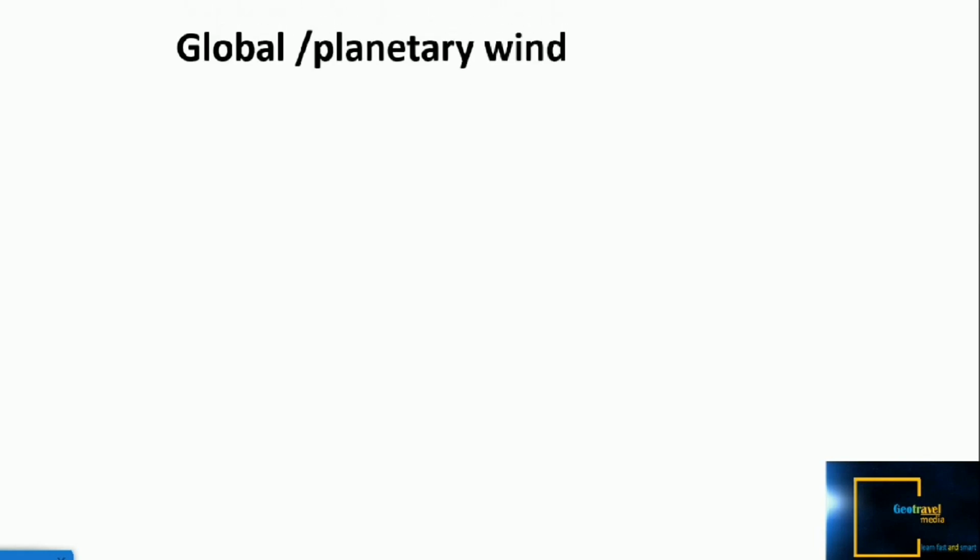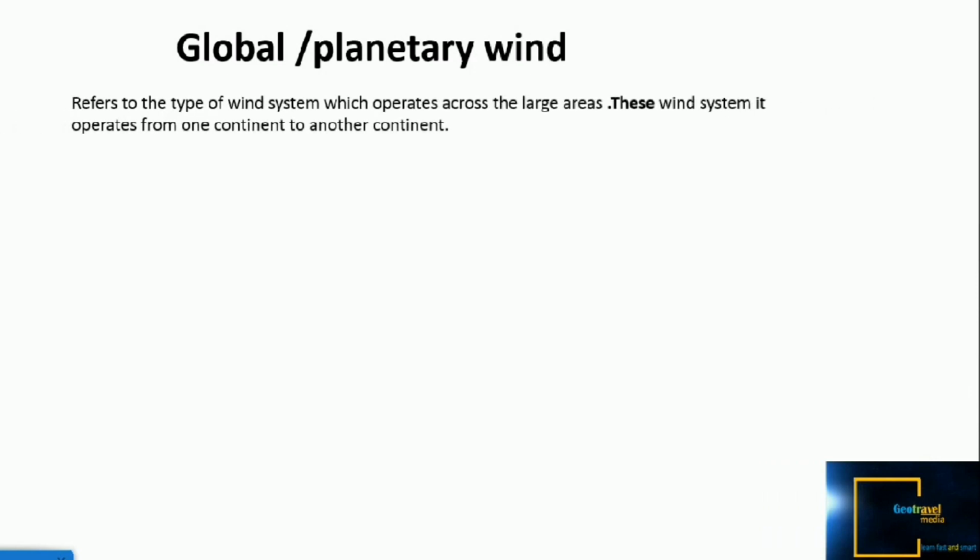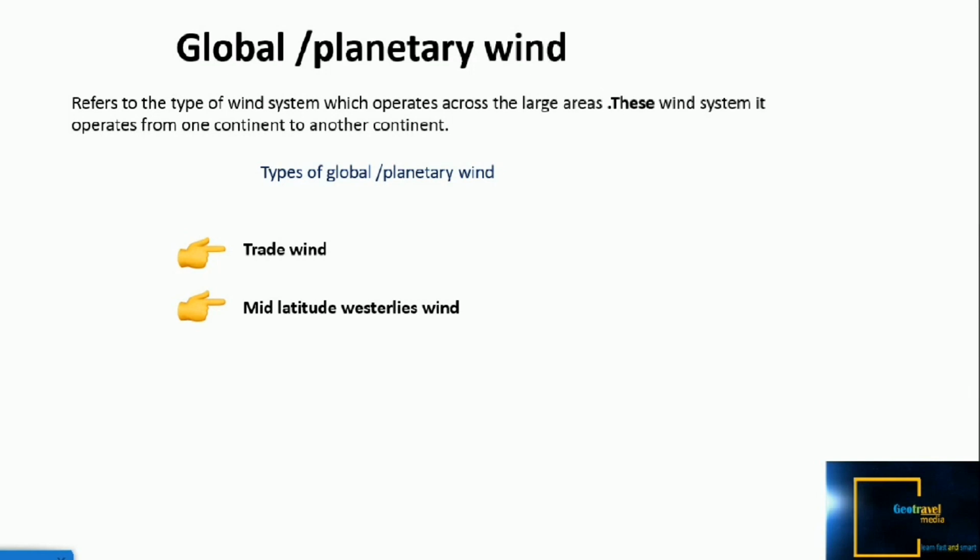Let us start by discussing the global or planetary wind system. Global or planetary wind system refers to the type of wind system which operates across the largest area. These wind systems operate from one continent to another continent. Types of global or planetary wind system include trade winds, mid-latitude westerlies winds, and the polar easterlies wind.